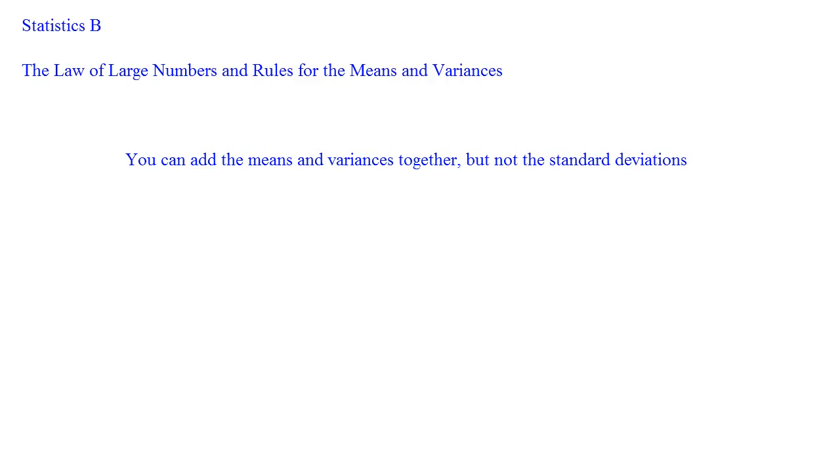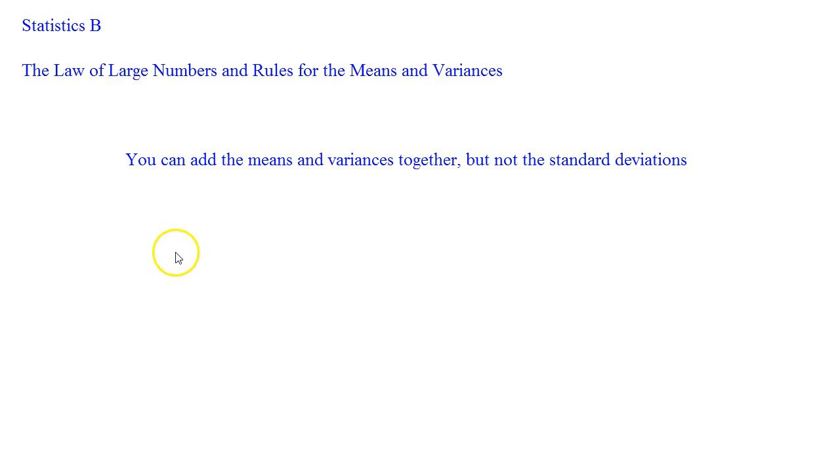Alright, hi you guys, and today we'll be talking about the law of large numbers and the rules for means and variances. Okay, so the law of large numbers is a large amount of numbers that you could actually have of something in there, and actually the more information you have, the more and more your data resembles a normal distribution plot, a normal standardized one.